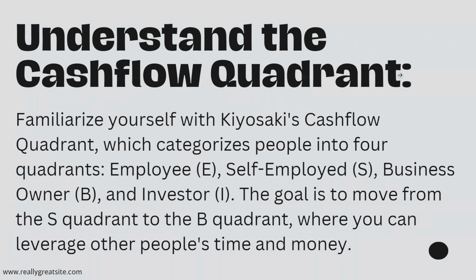First, understand the cash flow quadrant. Familiarize yourself with Kiyosaki's cash flow quadrant, which categorizes people into four quadrants: employee, self-employed, business owner, and investor. The goal is to move from the S quadrant to the B quadrant, where you can leverage other people's time and money.